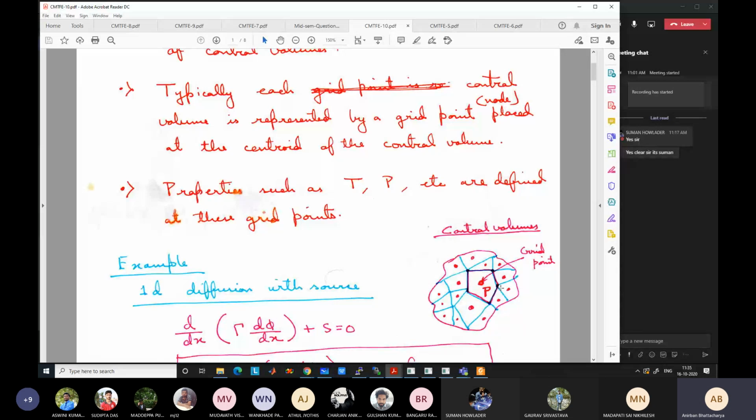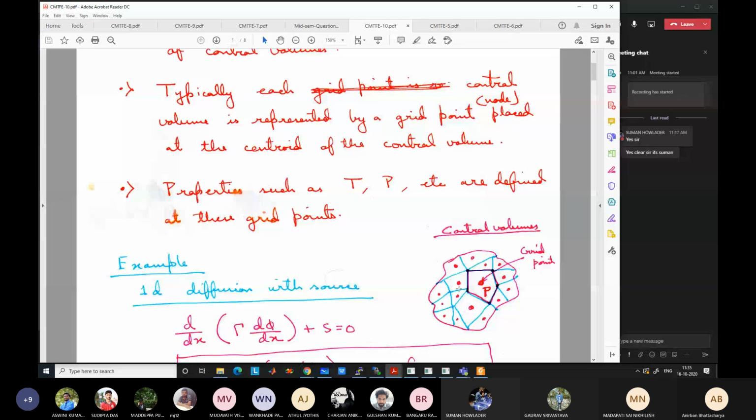If I divide a domain into 100 control volumes, you will get 100 temperatures. Okay, you have to plot the 100 temperatures. If I divide it into 10,000 control volumes, you will get 10,000 temperatures. So your solution will look smoother. Okay. So these are some of the typical points.